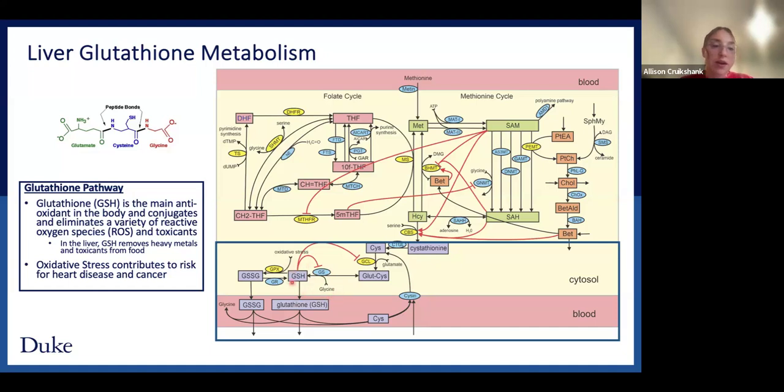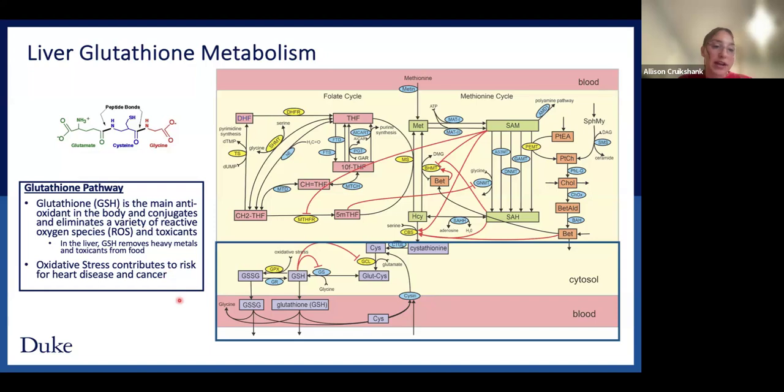Glutathione can then be oxidized, so it takes in this oxidative stress up here. This is constant in our model. It makes the oxidized form, which is glutathione disulfide. That's basically two glutathione molecules fused together by a disulfide bond. This oxidized form can then be reduced by glutathione reductase to again make glutathione.